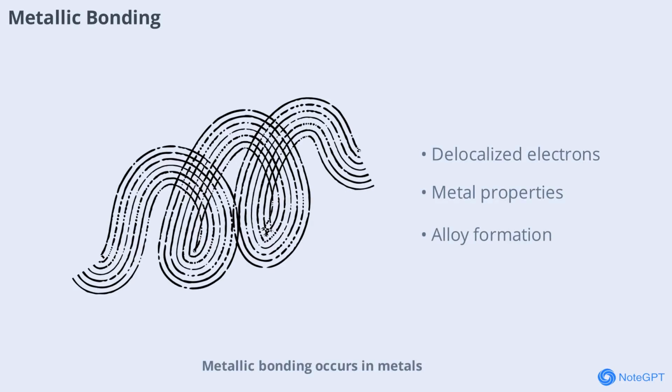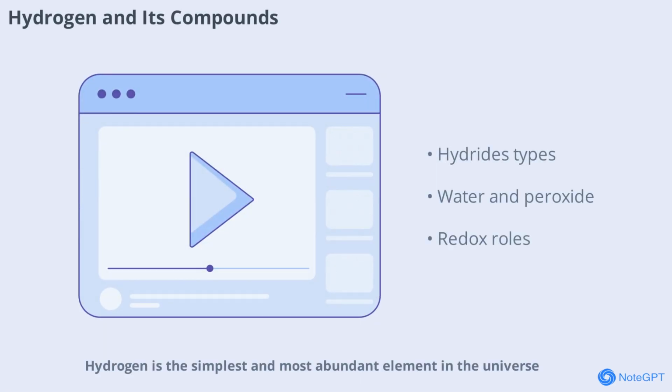Metallic bonding occurs in metals, where atoms share a sea of delocalized electrons. This unique bonding gives metals their characteristic properties, such as electrical conductivity, malleability, and ductility. The strength of metallic bonds varies among different metals, influencing their melting points and hardness. Understanding metallic bonding is essential for explaining the behavior of metals and alloys, which play a significant role in inorganic chemistry and everyday life.